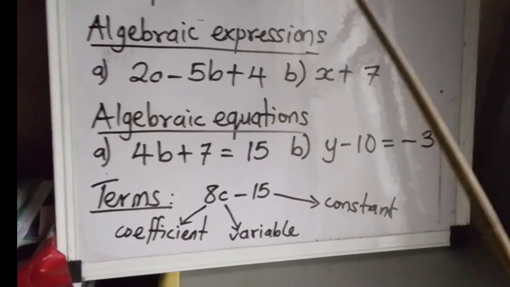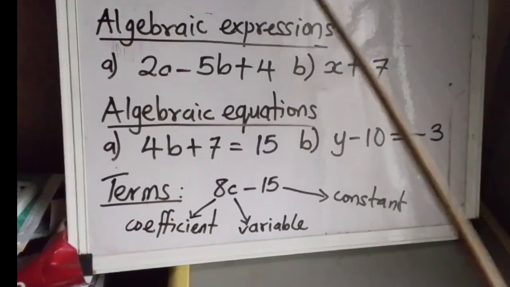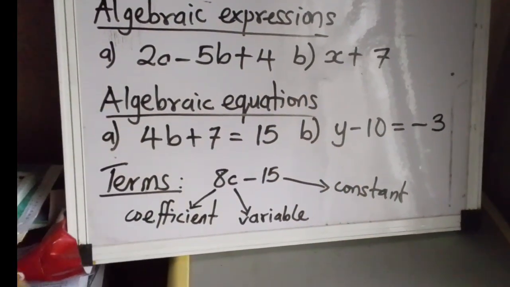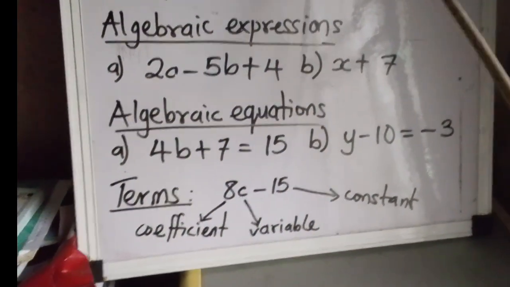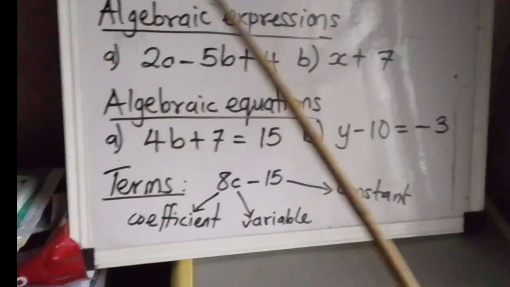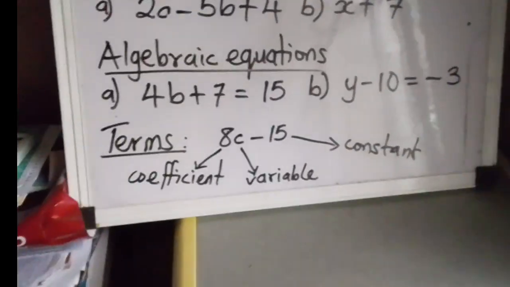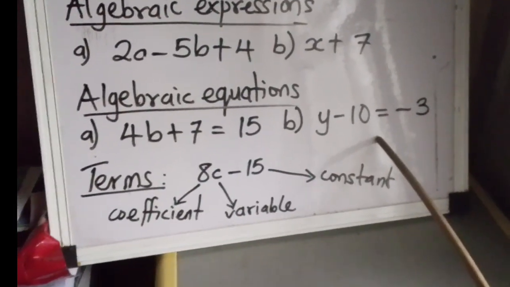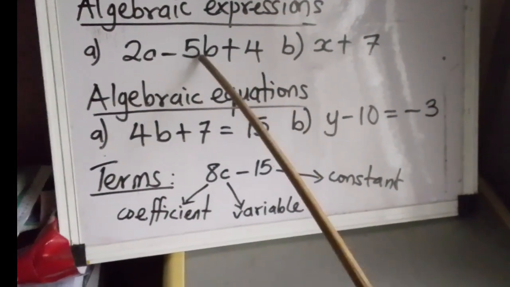So a lot of students don't understand when we say equation. Equation comes about because you have an equality sign. We are saying that the right side is equal to the left side. It's for you to do some substitutions and eliminations to get the value of a variable. y minus 10 equals minus 3. So it's an equation. But this is not, it doesn't matter how long.